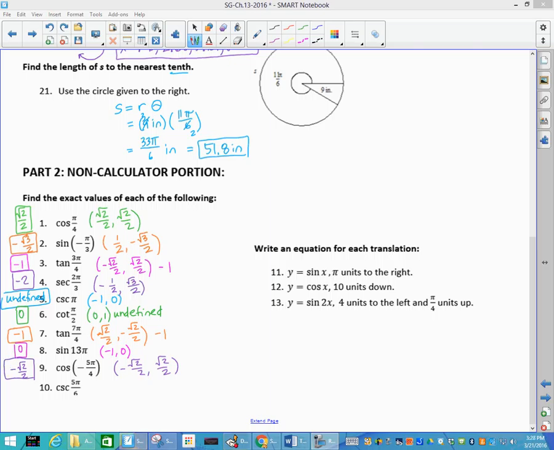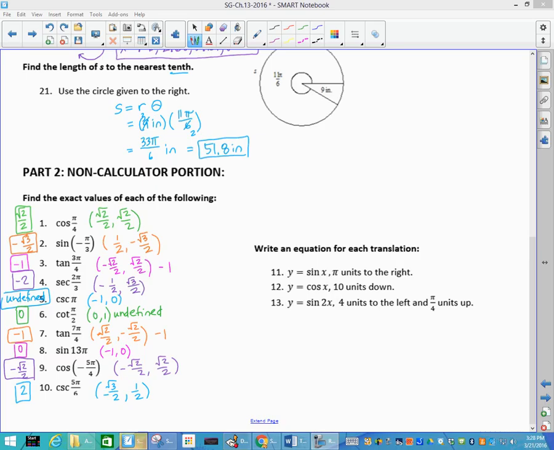All right, and the last one of this bunch, cosecant of 5 pi over 6. 5 pi over 6 is in the second quadrant. It has coordinates of negative square root of 3 over 2, which is negative in the second quadrant, and 1/2. Cosecant is 1 over the sine, and 1 over 1/2 is 2.